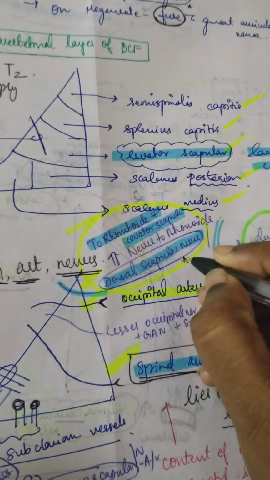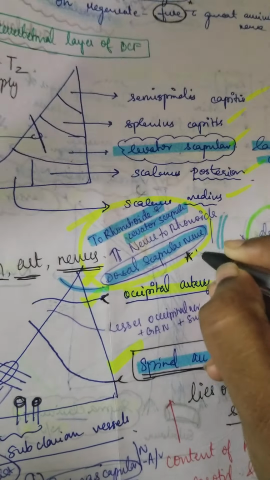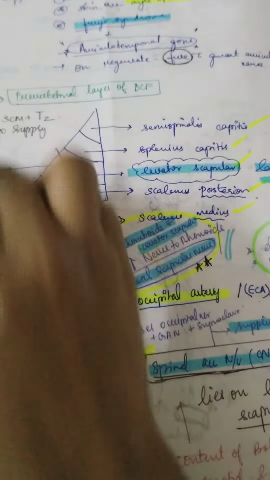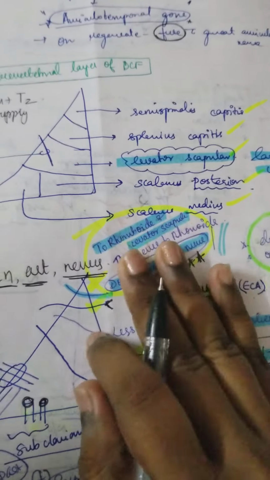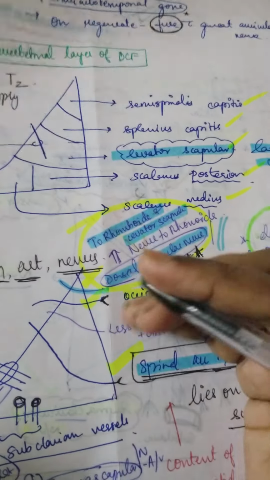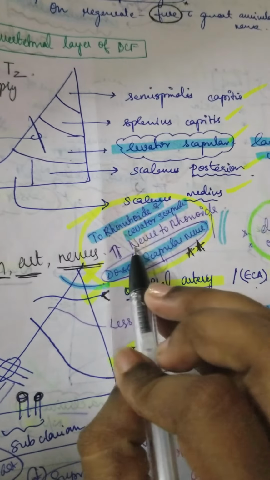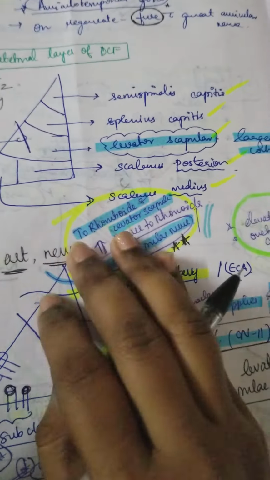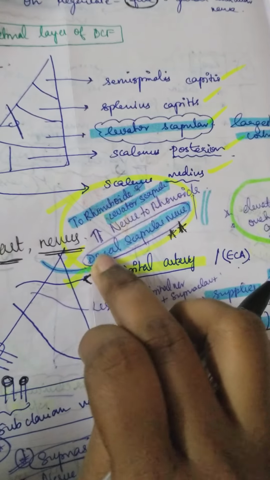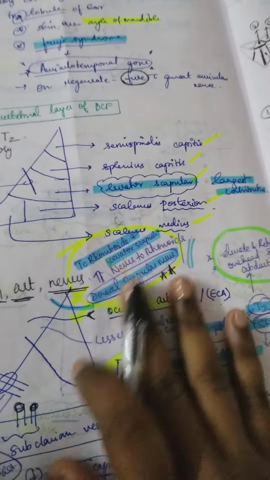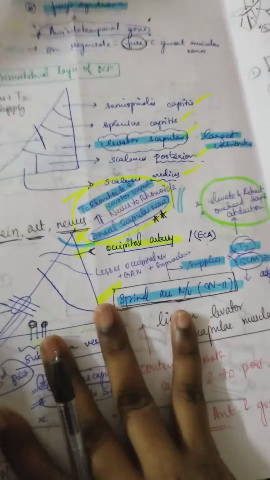This is the dorsal scapular nerve. Why I'm telling this is very important, because all these things you can derive from here. This dorsal scapular nerve will supply the rhomboids and levator scapulae, so rhomboid major, rhomboid minor, levator scapulae. All these, it's going to go back and supply the muscles of the back. So this is the posterior triangle.